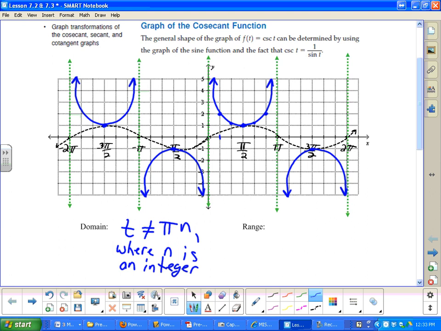How about the range then? What about the values of f of t or y? Okay, so f of t is greater than or equal to 1. Do I put or and? It's or, because it can't be both at the same time, right? Or f of t is less than or equal to negative 1. Okay, it's or because it can't be both of them at the same time.